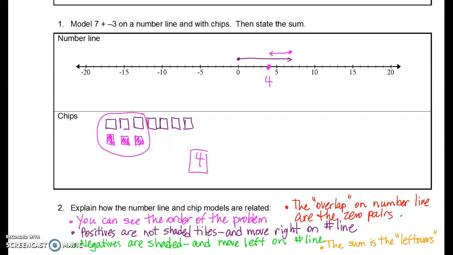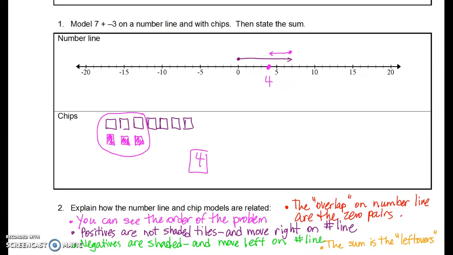For number 2, I've listed 5 different ways that they're related. You may have different answers, but I really need you to think deeply about these. I have said the following. On both number line and chip models, you can see the order of the problem, which number comes first in the addition problem. Positives are not shaded tiles, and they move to the right on the number line. Negatives are shaded tiles.